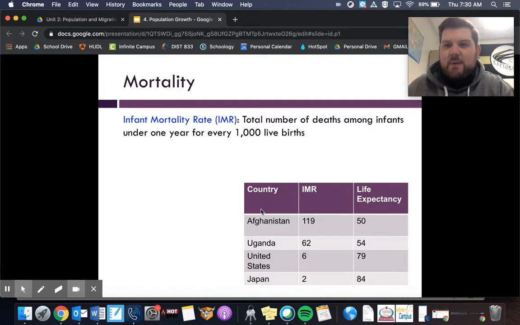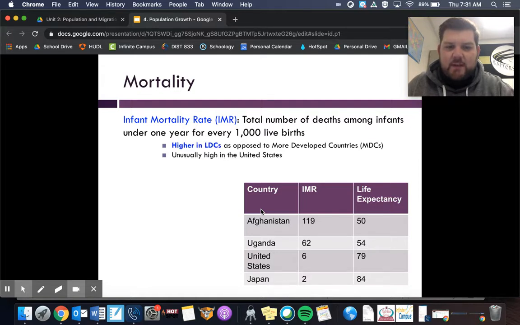In the United States and Japan, those more developed countries, versus Afghanistan and Uganda, which are generally less developed. Obviously, because the medical technology is better, infants live longer. They have more resources to be able to cure infants that are dying within 1 year, and things like that make that number lower. Again, it's higher in LDCs as opposed to MDCs. It's unusually high in the United States.